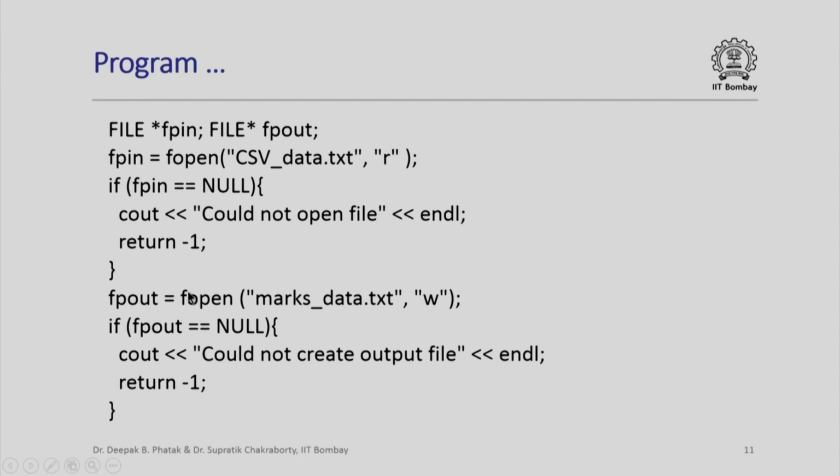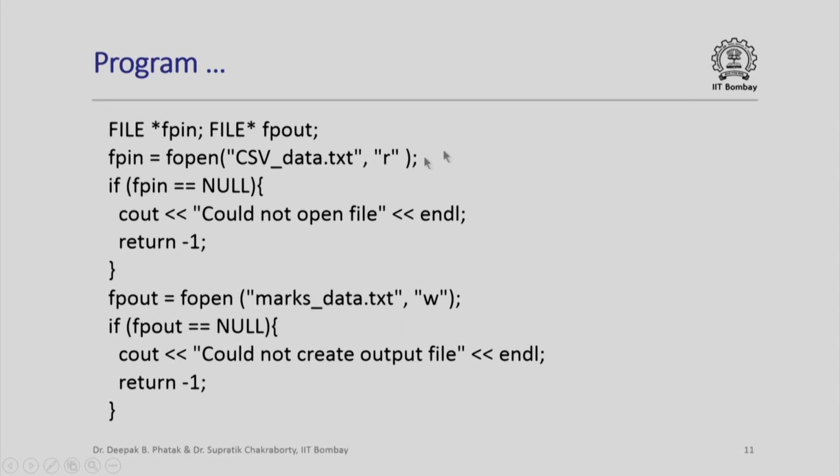We do the same thing with the output file as well. We open marks_data.txt, but this time the parameter is w, which means the file is opened for writing. If a file does not exist, it will be created. If a file exists, it will be overwritten. When we say fopen this and assign it to fpout, fpout now gets a file pointer associated with it, which connects it to this file. Of course, if for some reason we cannot create that file, then fpout will be null. We test it, and if that is so indeed, we say we cannot create an output file and return minus 1.